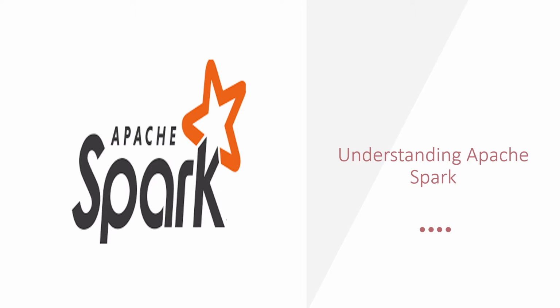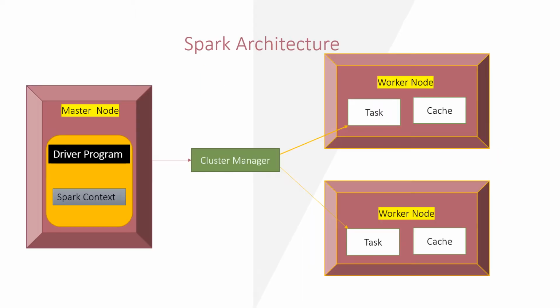Spark uses Hadoop in two ways. One is storage and second is processing. Since Spark has its own cluster management computation, it uses Hadoop for storage purposes only. Apache Spark uses a master-slave architecture that consists of a driver that runs on a master node and multiple executors which run across the worker nodes in the cluster.